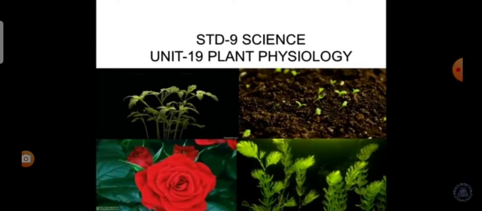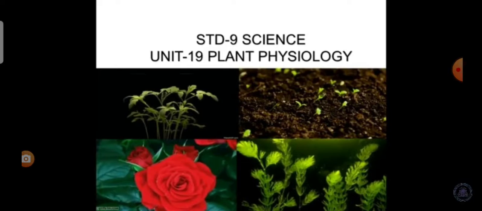Animals move in search of food, shelter and for reproduction. Do plants show such movement? Have you observed the leaves of the touch-me-not plant close on touching? These movements are triggered by an external stimulus.